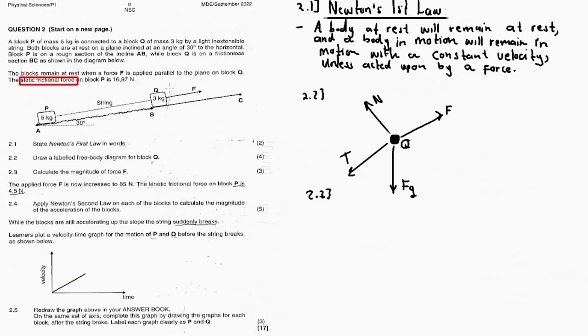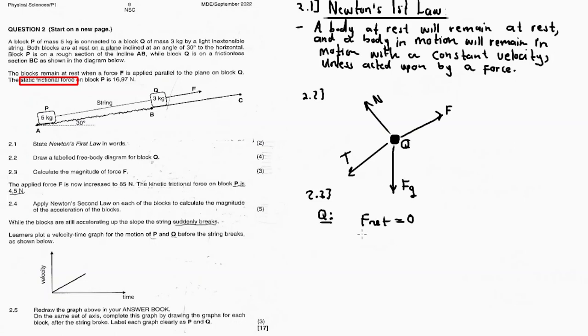So in order to calculate F, we'll use block Q and block P. So we'll use Newton's laws. Since the objects are stationary, then we apply the force F, which is the force we must calculate. So start with block Q, F net is equal to 0. So Newton's first law, F net is equal to 0.